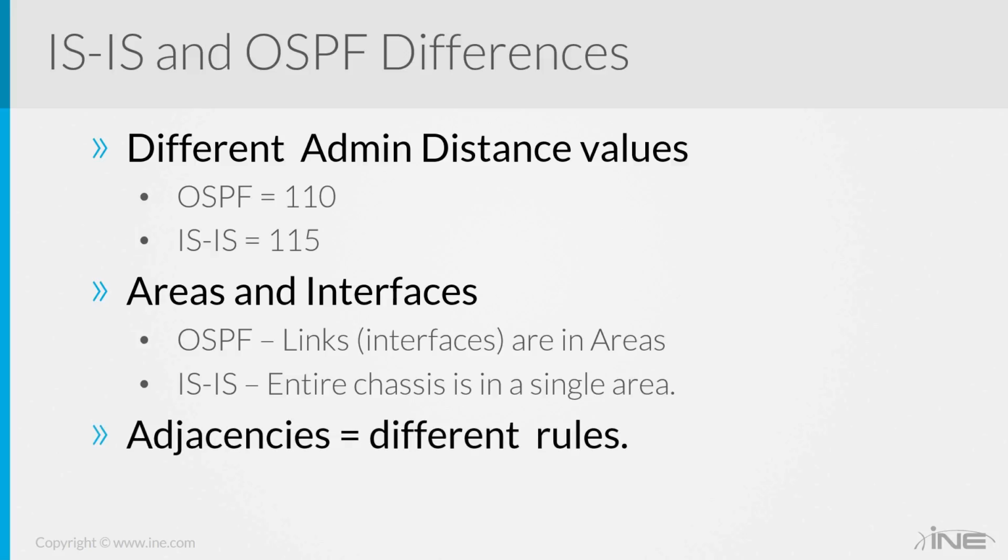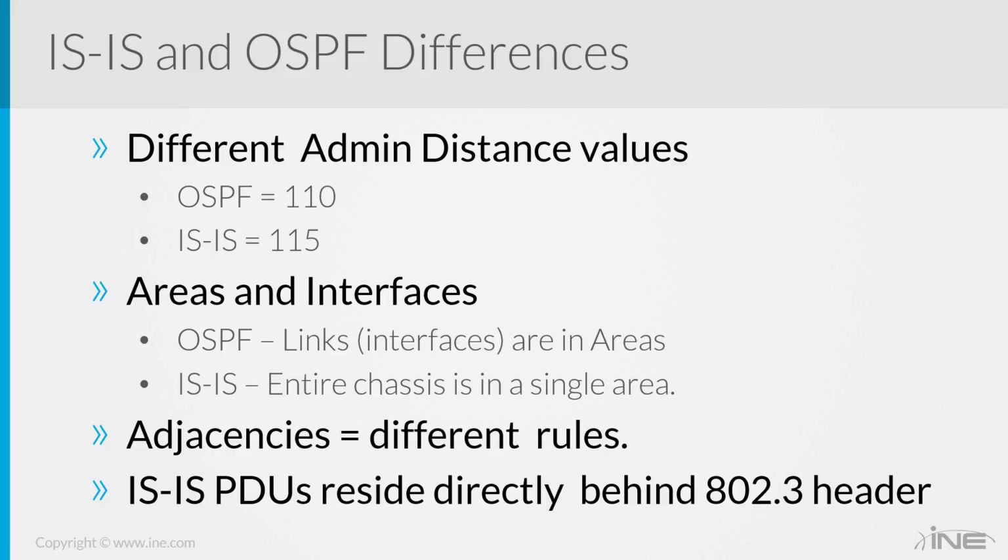Adjacencies have different rules. In IS-IS, PDUs reside directly behind the 802.3 header, and you will see that in the debug outputs and the Wireshark captures that we take a look at as we move forward through this particular section.